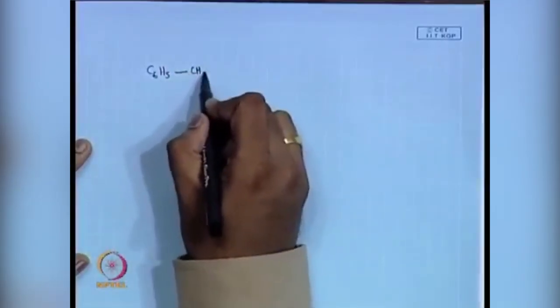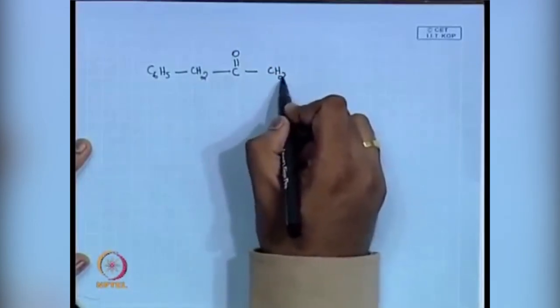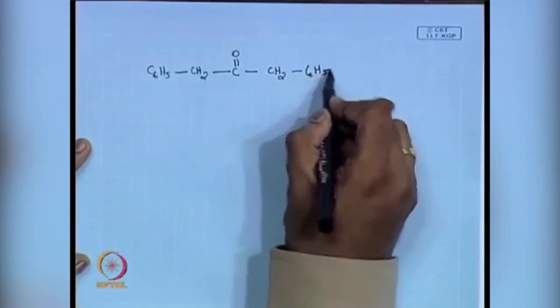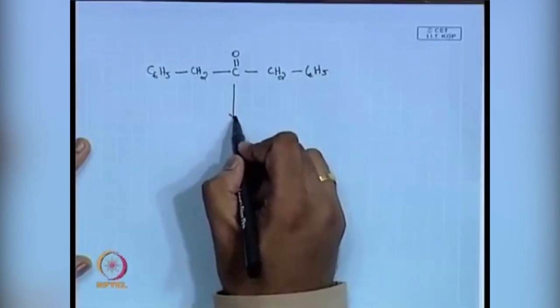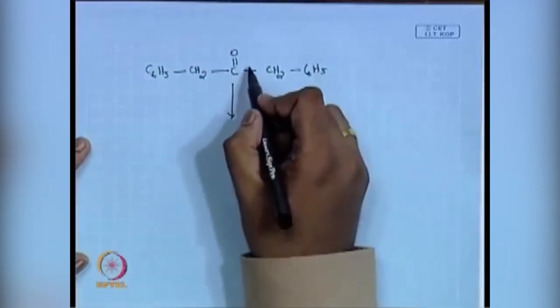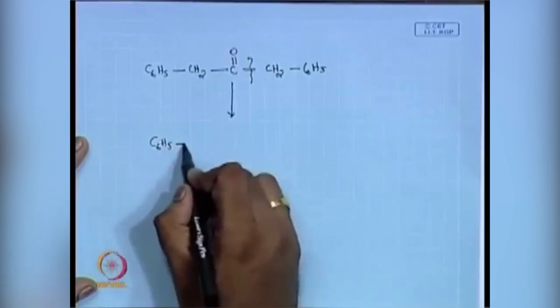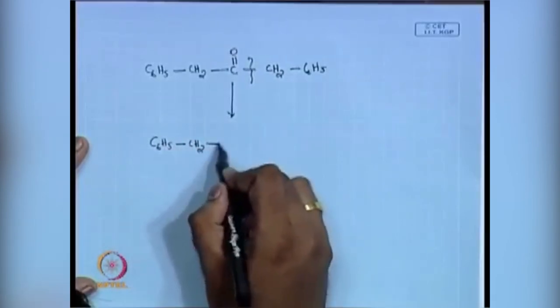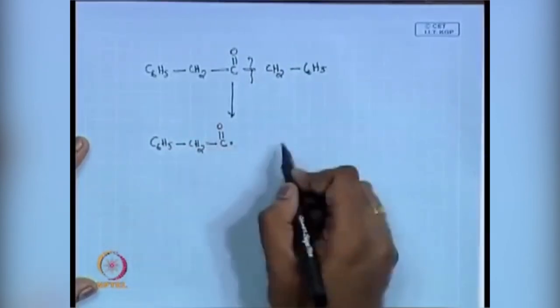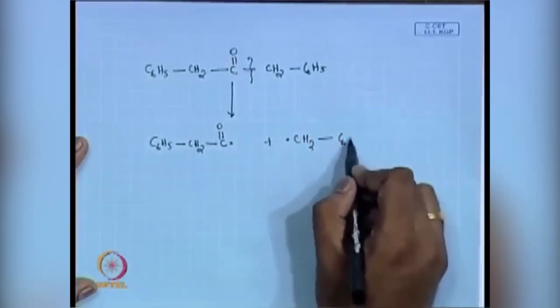If I have my C6H5CH2 carbonyl CH2C6H5, you know that it goes to singlet, then intersystem crossing to triplet, then it undergoes an alpha cleavage to give me an acyl radical plus an alkyl radical.